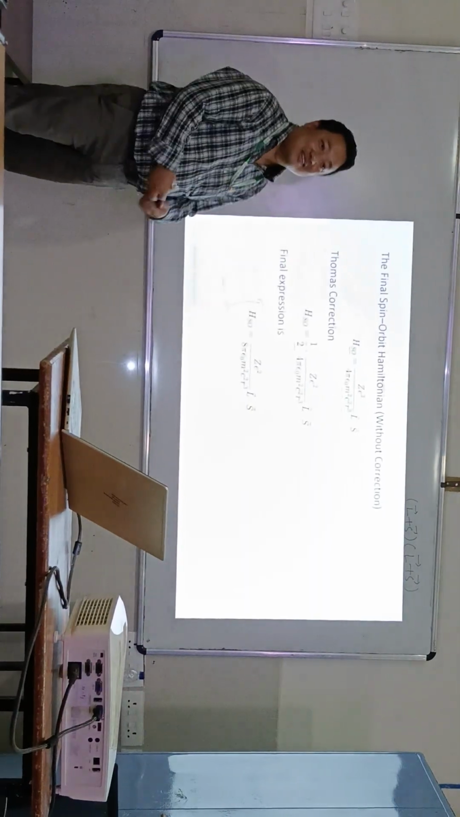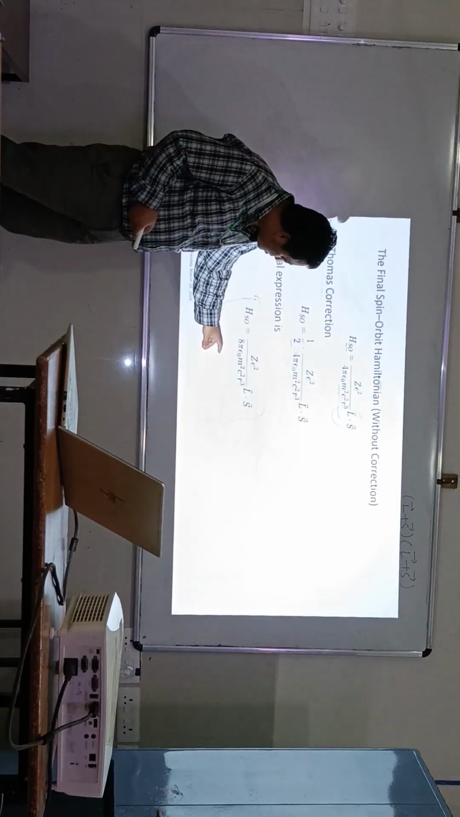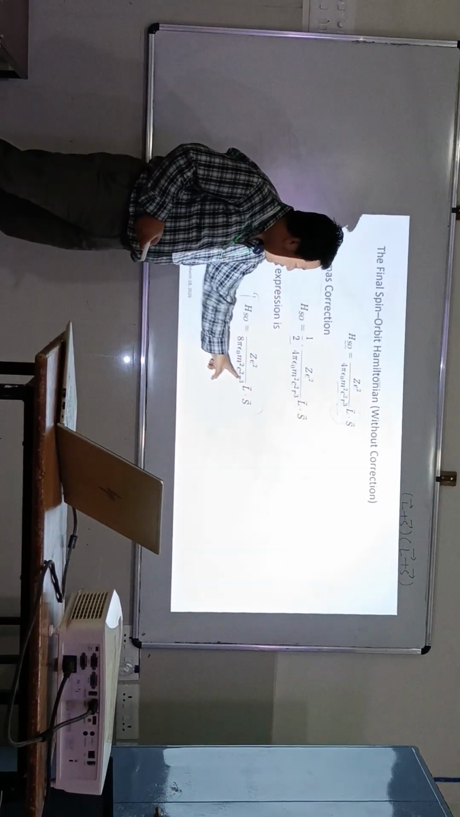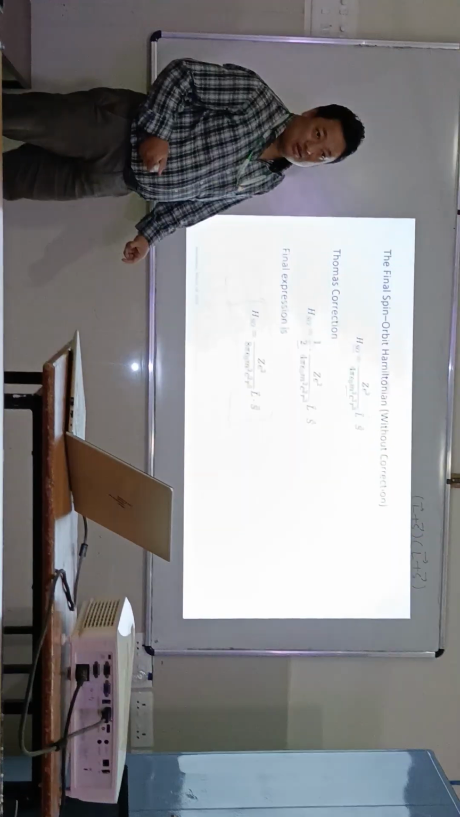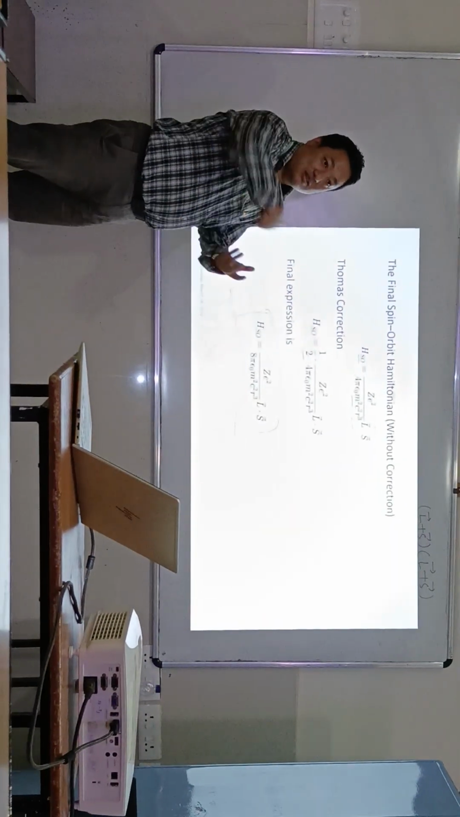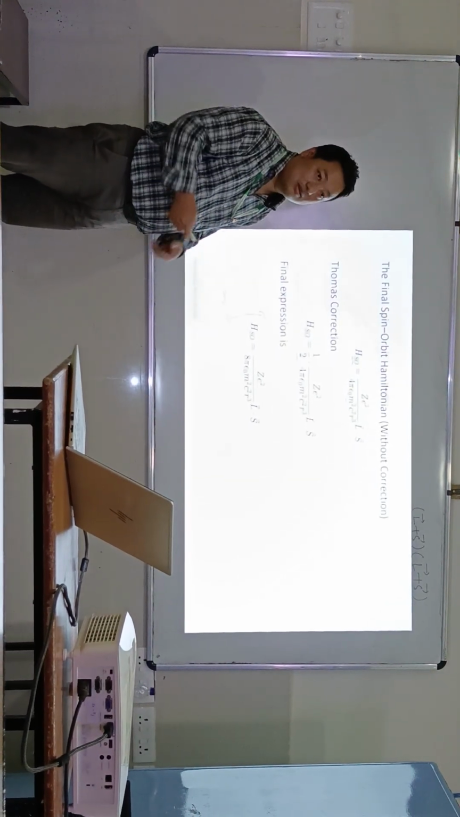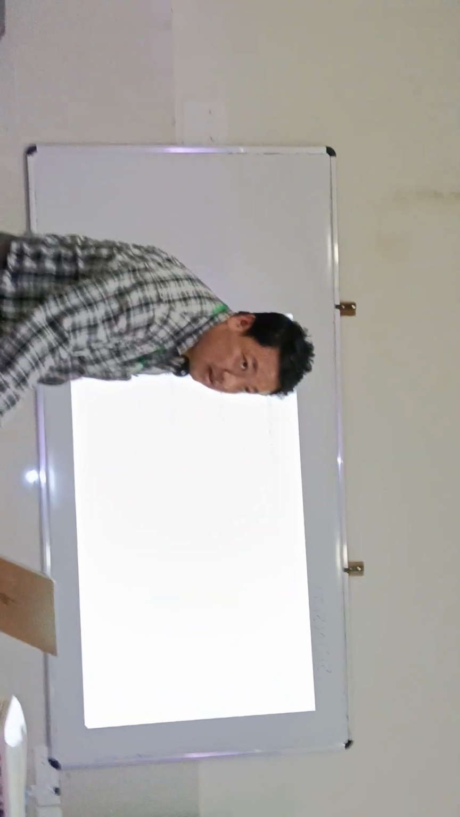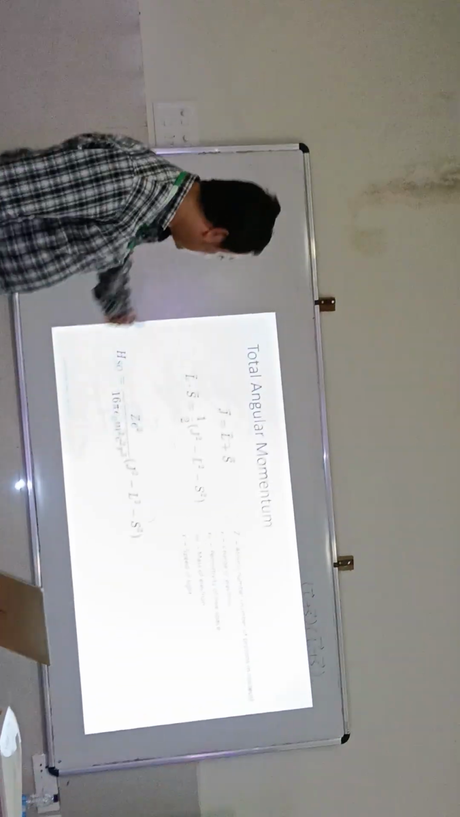What is R here? It's a radius. Radius of what? The radius of the orbit, the orbital angular motion on the orbit. And the mass is the mass of the electron or the proton? Electron. So this is the last.